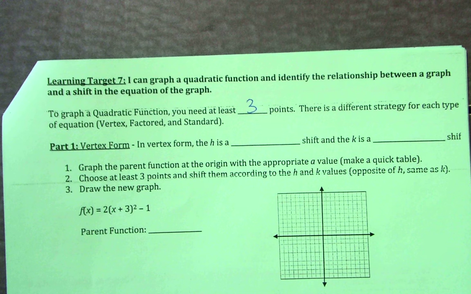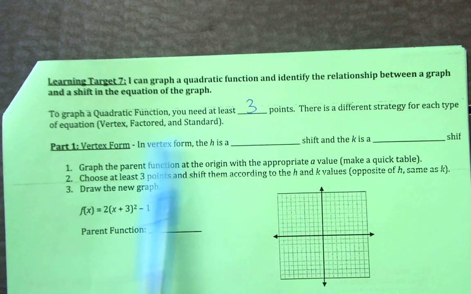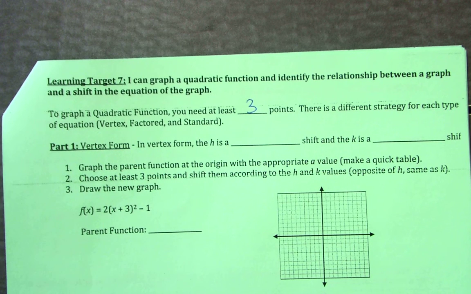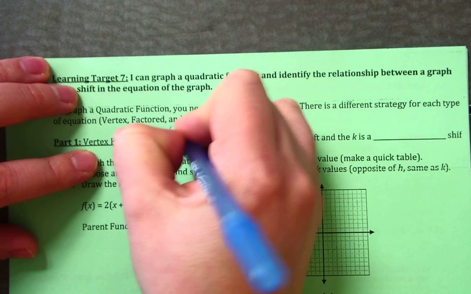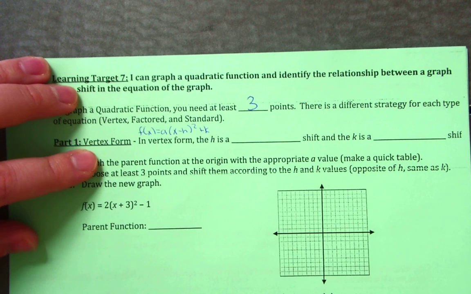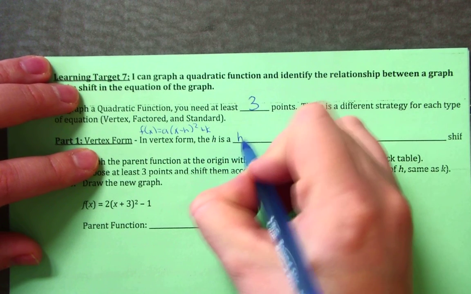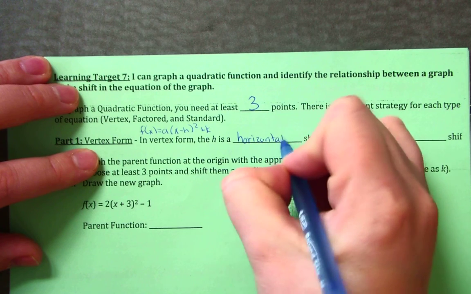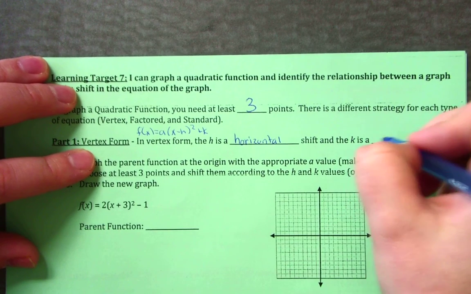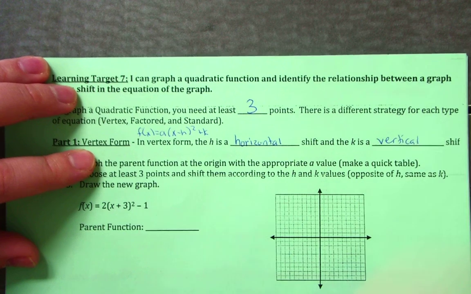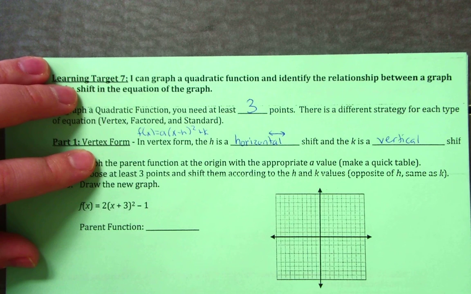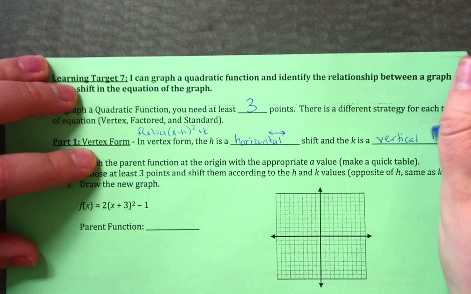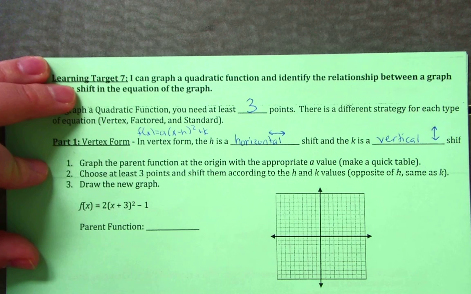Just like for a line, you need at least 2 points. There is a different strategy for graphing each type of equation, though: vertex, factored, and standard. In this first part, we're just going to talk about vertex form. If you remember, vertex form is this. The H is a horizontal shift, and the K is a vertical shift, which means whatever H is, that's going to slide it left and right along the x-axis, and whatever K is, that's going to tell it to go up or down along the y-axis.